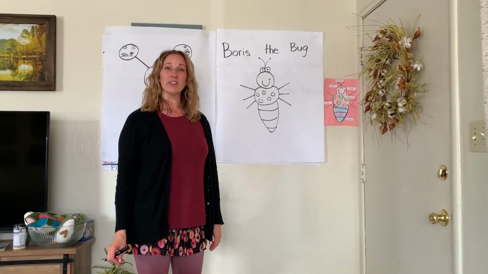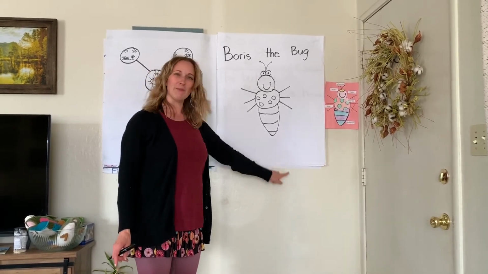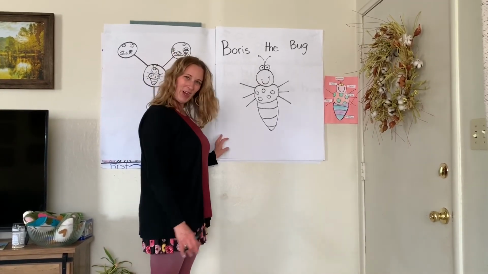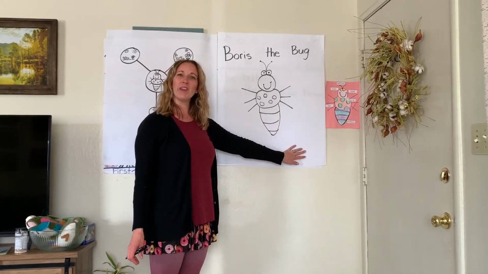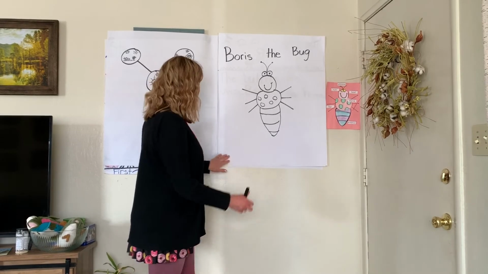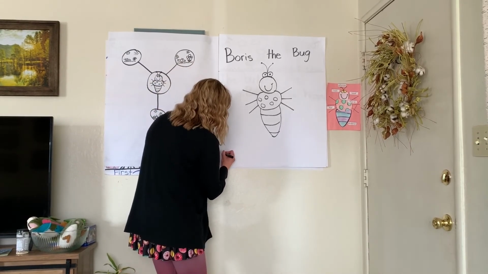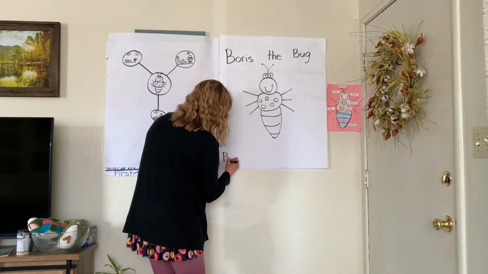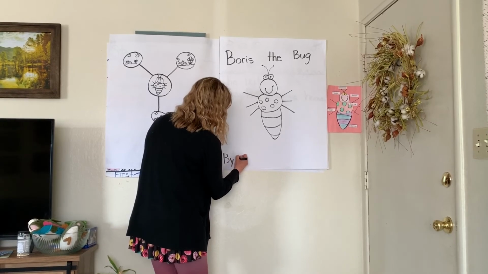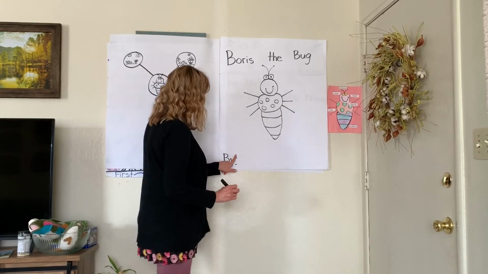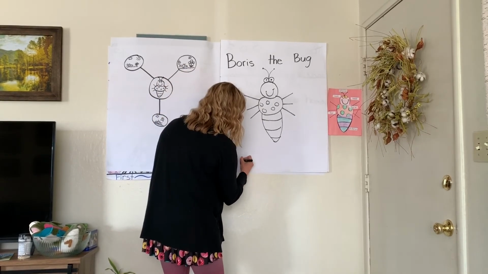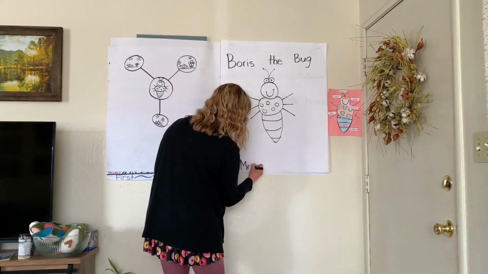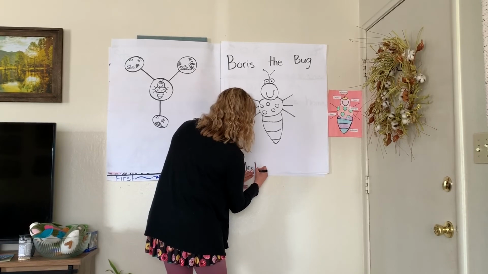All illustrators and authors have to write their name on the cover. And since you're an author now and an illustrator too, you're gonna need to put your name on the cover to be proud of your work. So I'm gonna write by, because the story is by me, okay? And we put a little colon here. By, and I'm gonna write Mrs. Phillips.